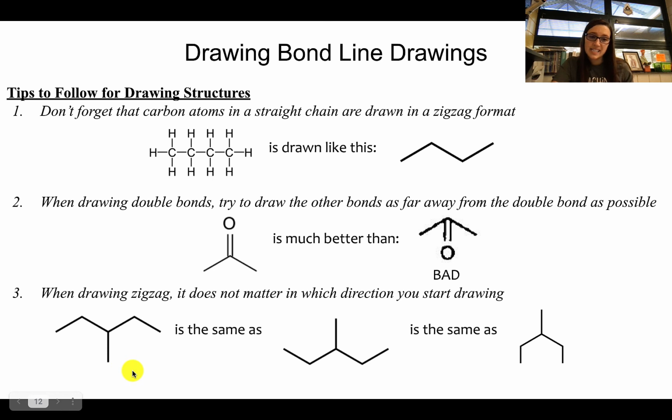When you're drawing a zigzag format, it doesn't matter which direction you start drawing. I typically start at the bottom and draw up, but you could start at the top and draw down. But notice each one of these has 1, 2, 3, 4, 5 carbons in the long chain, and then 1 carbon single bonded to the middle. All of these show the same thing.